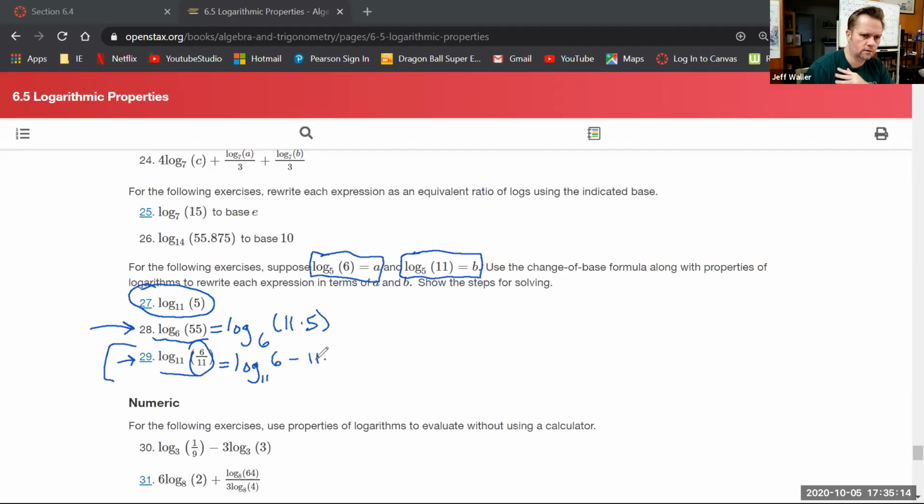Log base 11 of 11. This piece is easy. What's that piece? 1. I like it. This piece is interesting. Oh, I see. Well, they give you a huge hint over here.